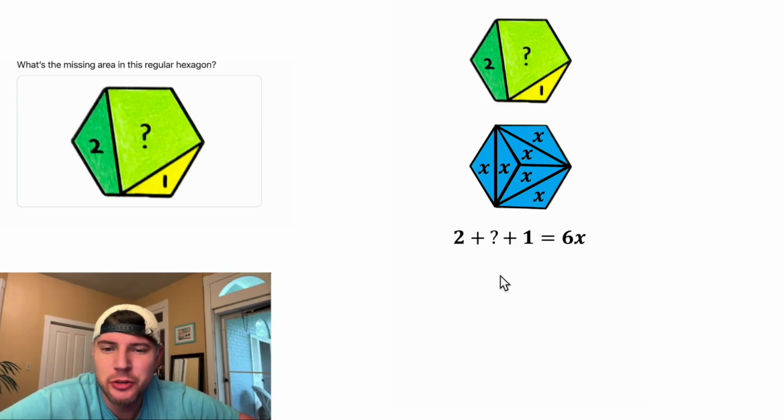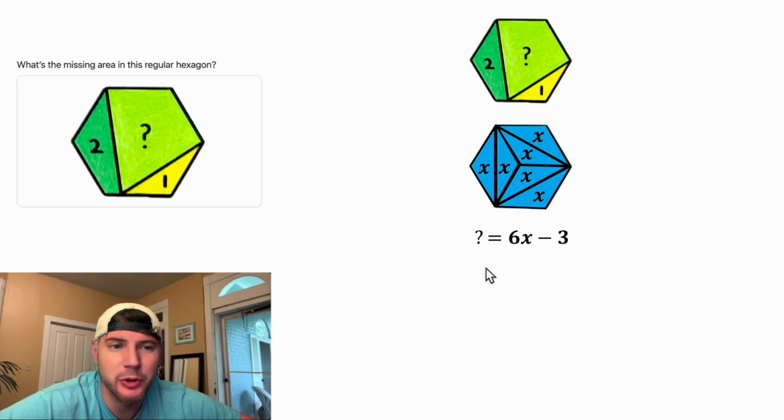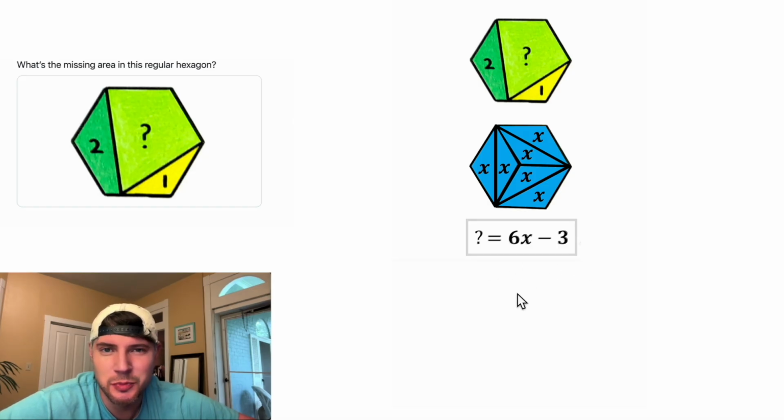On the left-hand side, 2 plus 1 is equal to 3. And if we want to get the question mark all by itself, let's subtract 3 from both sides. This positive 3 and this negative 3 will cancel each other out. And we end up with question mark is equal to 6x minus 3. Now we have a formula for question mark that involves something that we should be able to find. Figure out the area of any of these x's, and then we'll know what question mark is. This looks important. Let's put a box around it.